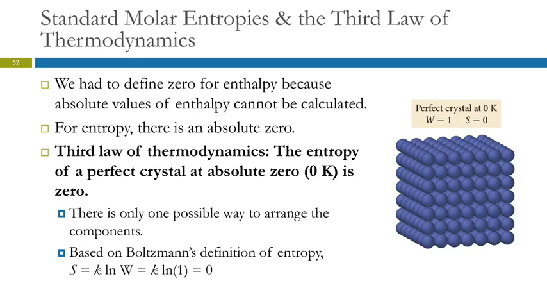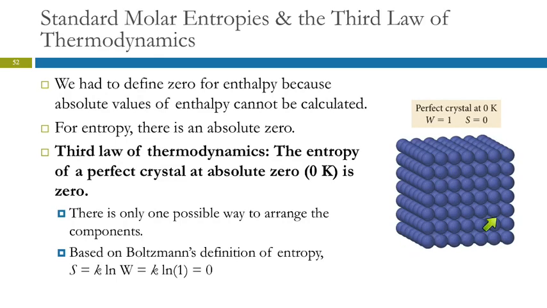For enthalpy, we had to define where 0 was because there is no absolute 0 for enthalpy. We can't calculate that. And so we said we're going to call standard states of elements 0 and use that as a reference point. But for entropy, there is an absolute 0. And that brings us to the third law of thermodynamics: the entropy of a perfect crystal at absolute 0 is 0.